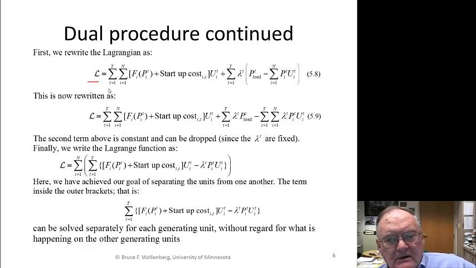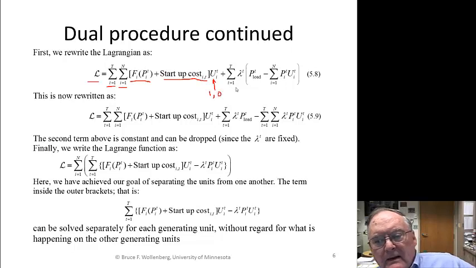Here's our Lagrangian. Again, it's two sums, one over time and one over all the units. And this is the way we wrote it before. It's the F, the production cost of the generator, plus the startup cost. All of this times, remember, my 1 or 0 variable U, and here's all of the loading constraints over here. Well, I'm going to start to rewrite this. I'm going to take this one here on the end. I'm going to break it up.